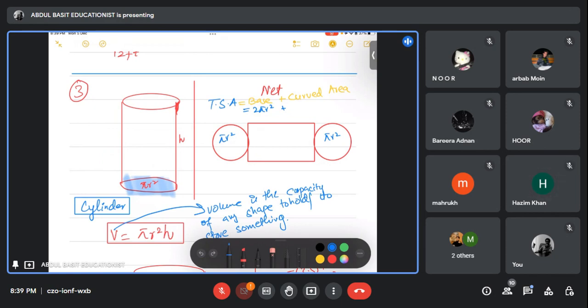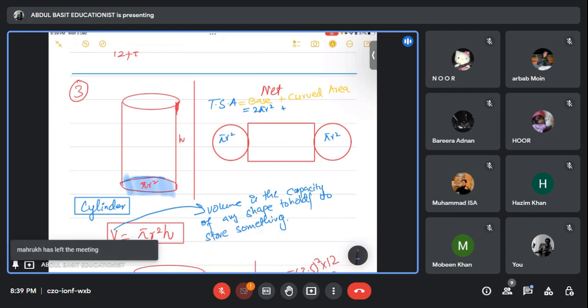So the curved area of the cylinder would be the boundary of the circle, which is in the base of the circle, times height. Is it clear? That would be the boundary of the circle, which is in the base, times height. That would be the curved surface area of the cylinder. Is it clear, everybody? Any problems so far?